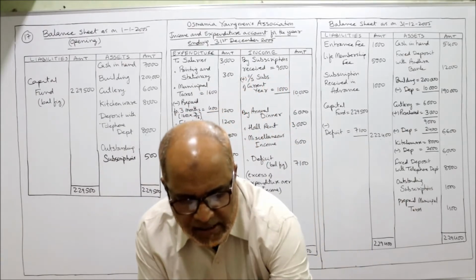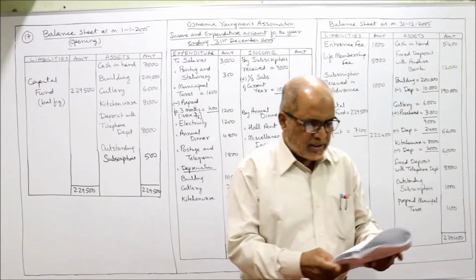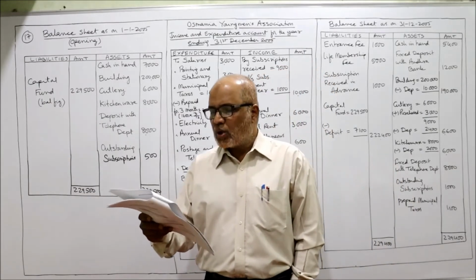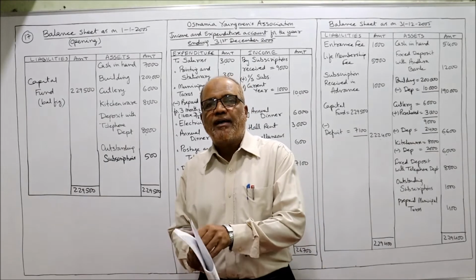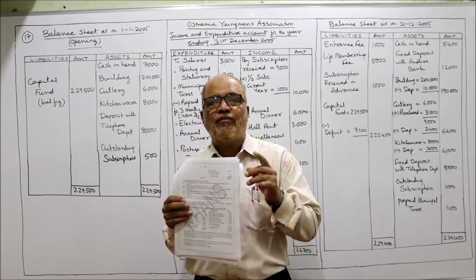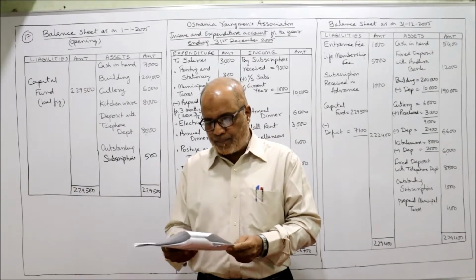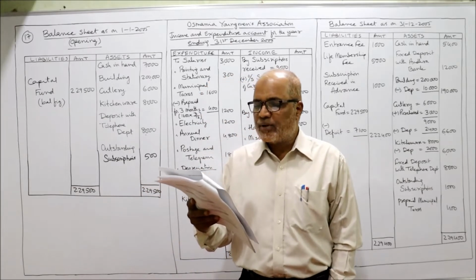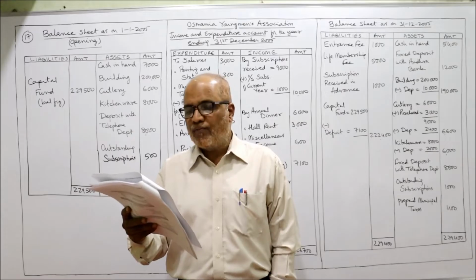Now I'm going to start the 17th problem, so see carefully. The following particulars are obtained from the books of Usmania Young Men's Association. Before starting the problem, I expect my viewers to have a printout of the problems from the link under my description. Usmania Young Men's Association for the year ended 31st December 2005. So the data is given for the year 2005.